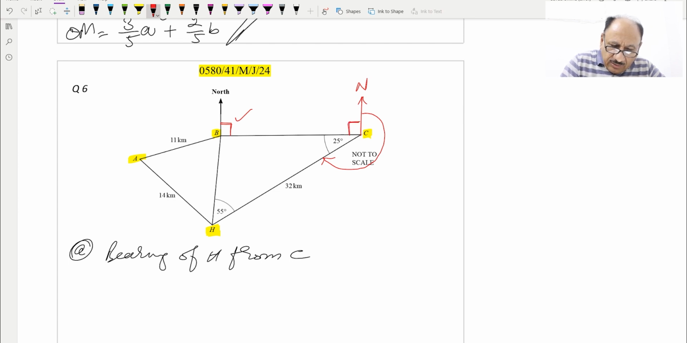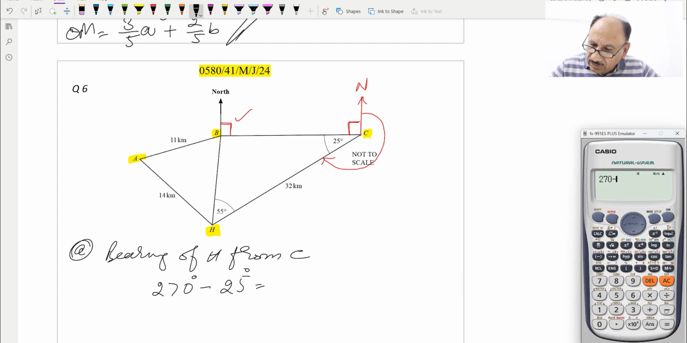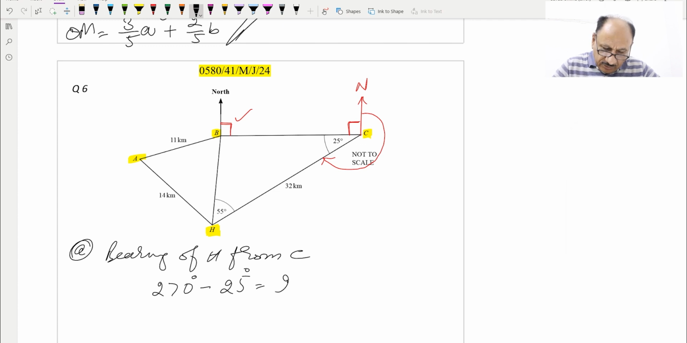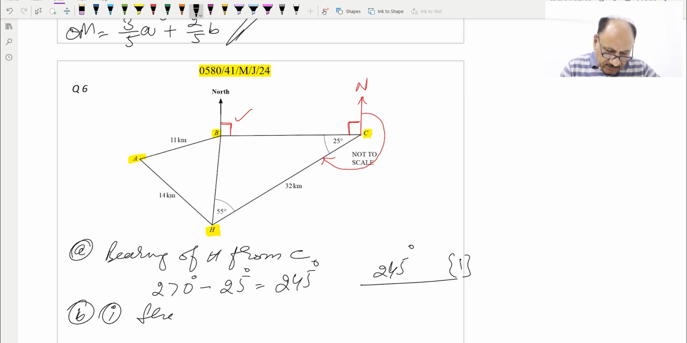So from 90 and 25 we have to subtract, or we can say that from 270 we have to subtract 25. So we can write 270 minus 25 degrees, and 270 minus 25 is equal to 245. So 245 degrees. This will be our answer, and this is for 1 mark. Hopefully you understood this.